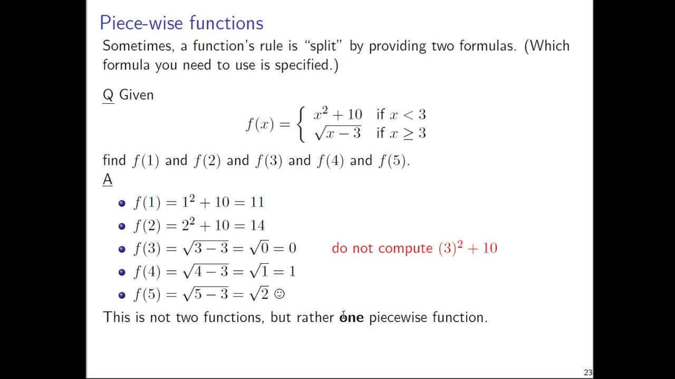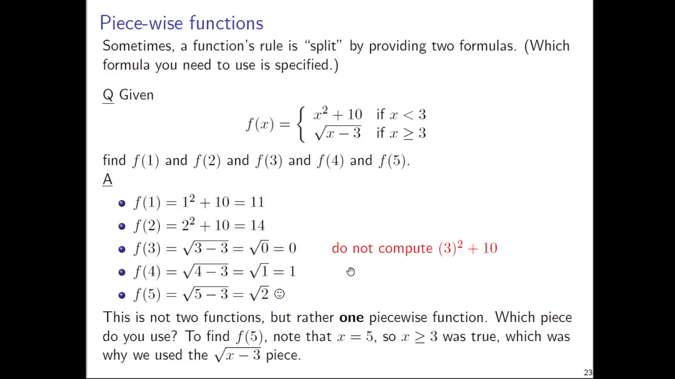Okay, the clarification I want to make: this is not two functions. This is one function. The function is f of x. It just has two pieces. It's one piecewise function. There's a piece called x squared plus 10, and there's another piece, which is root x minus 3. Those two pieces together make the one function. And with this one function, we looked at the input 1 and found the output is 11. Again, with the same function, with the input 4, we found the output is 1.